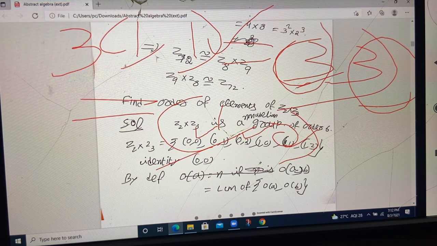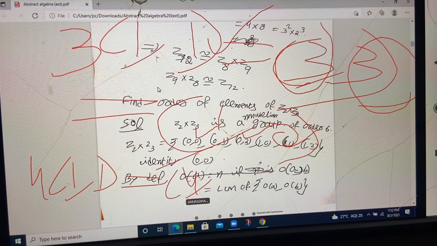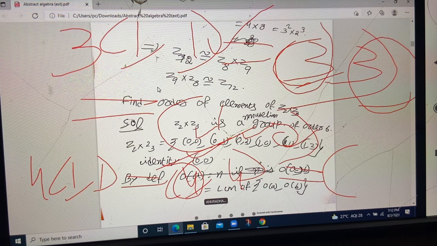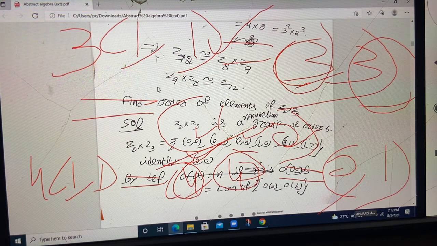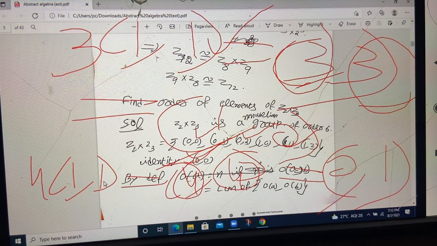Next, 4 into (1, 1). If you take 4 into (1, 1), it is (4, 4). What is 4 under modulo 2? The first element is in Z2. Z2 means if it is 2 or more than 2, you have to divide by 2 and take the remainder. So 4 divided by 2, remainder is 0. The second element is in Z3. 4 divided by 3, 3 ones are 3, remainder is 1. So we are able to write (0, 1) as 4 into (1, 1).